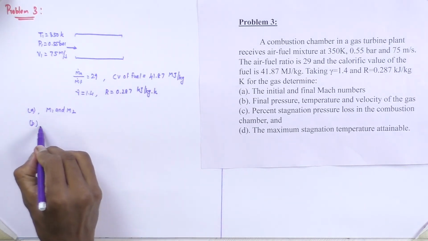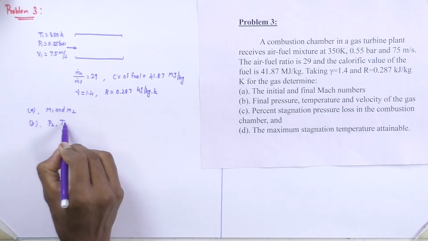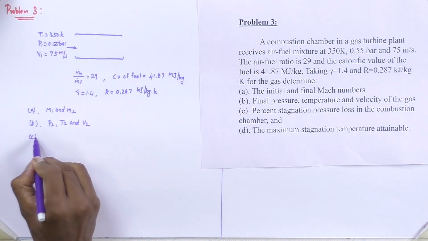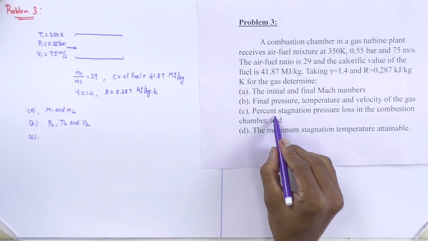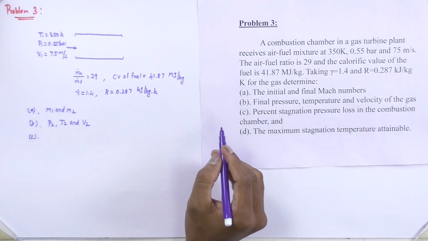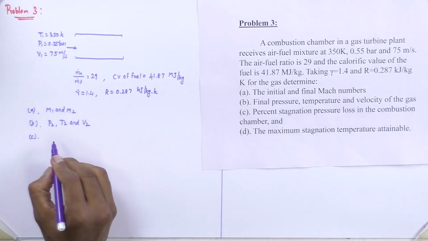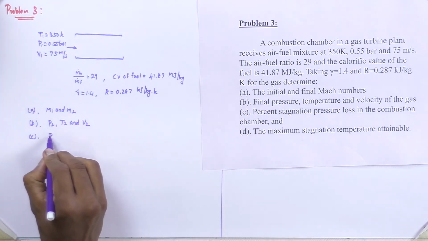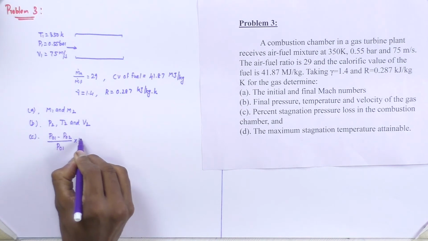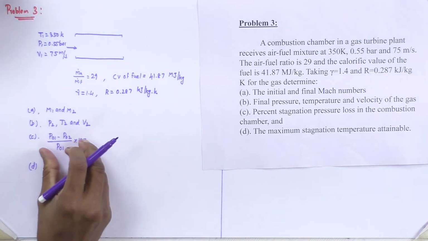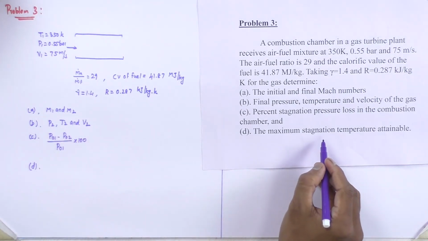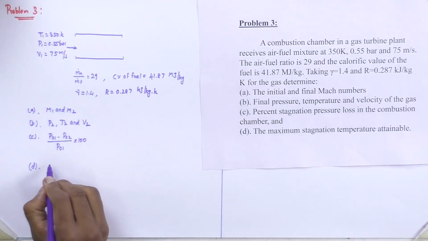Final pressure is P2, temperature is T2 and velocity is V2, and thirdly percent stagnation pressure loss in the combustion chamber. So stagnation pressure loss, which means P01 value will be more than P02 value. So this can be written as P01 minus P02 divided by P01 into 100. So this will give us the stagnation pressure loss in terms of percentage. Then the maximum stagnation temperature attainable, that is T0 star value.